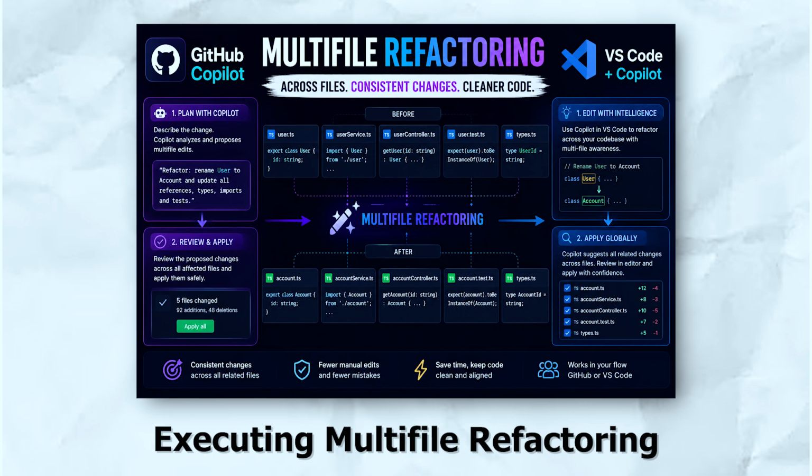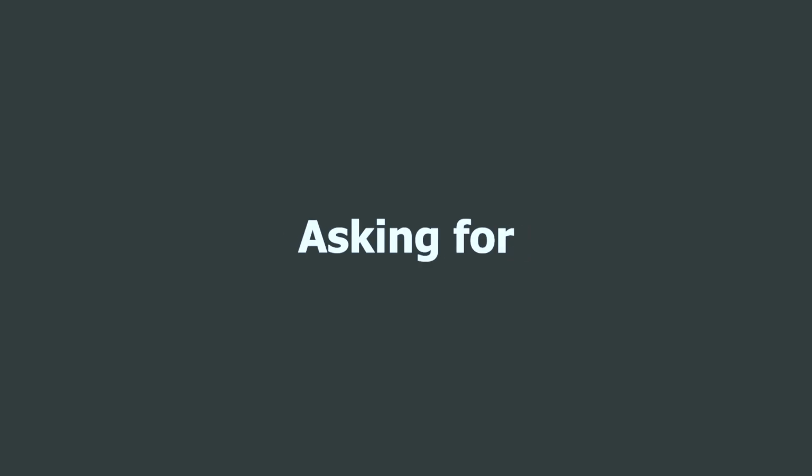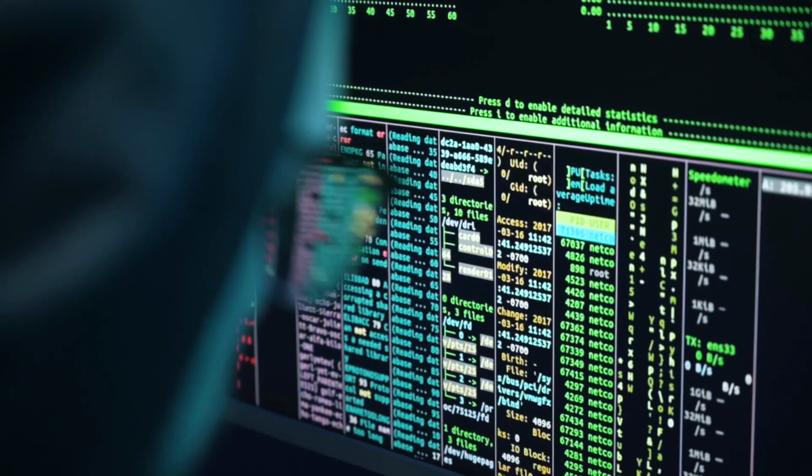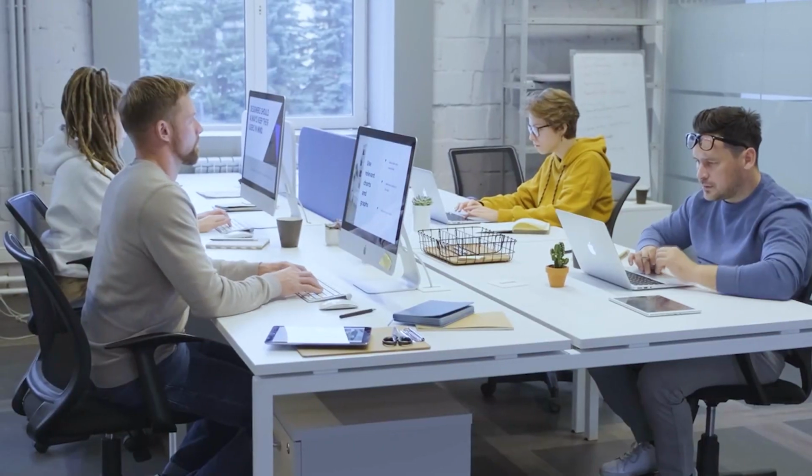Multi-file refactoring is high risk. We use agent mode so the AI can build a dependency map before it touches a single line of code. When you use agent mode for multi-file tasks, you are not asking for code, you are asking for a system state change. Always insist on seeing the plan before the code. So let's see how we can use agent mode.